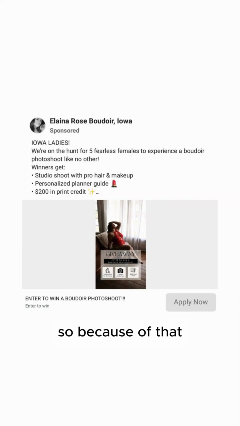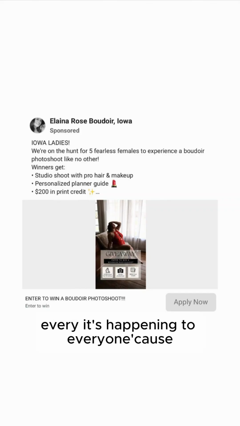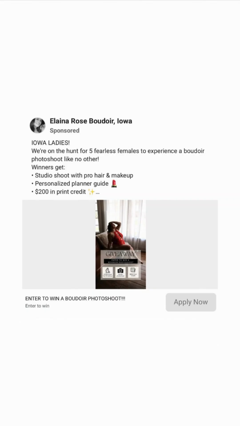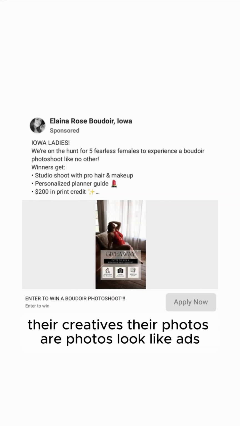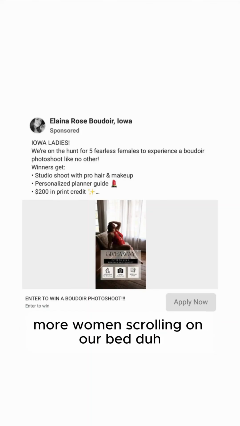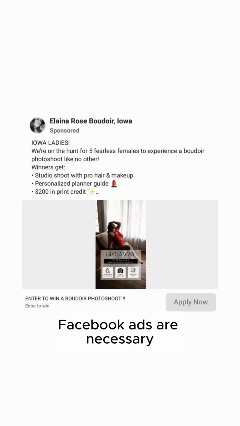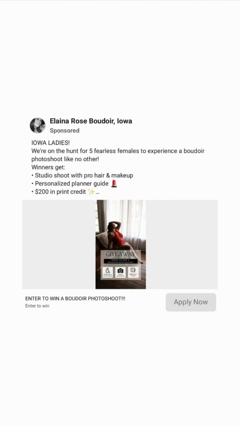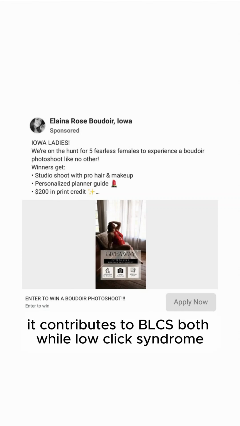So because of that, it's happened to everyone, because everyone's making the same mistake. Everyone's ads look like ads, or at least their creatives. Their photos look like ads. So the consequence of this is way more women scrolling past our Boudoir Facebook ads than necessary. And this is pulling down our unique CTR, and when it's pulling down our unique CTR, it contributes to BLCS, Boudoir low click syndrome.